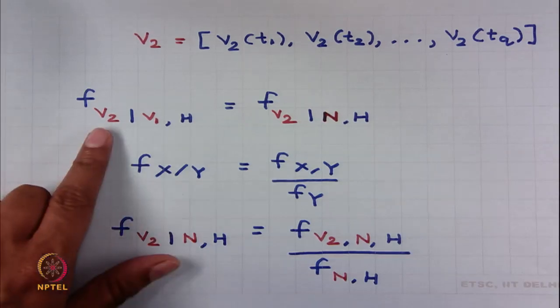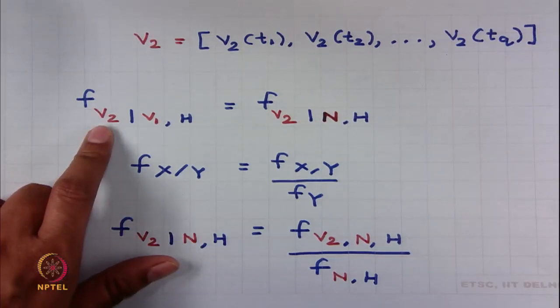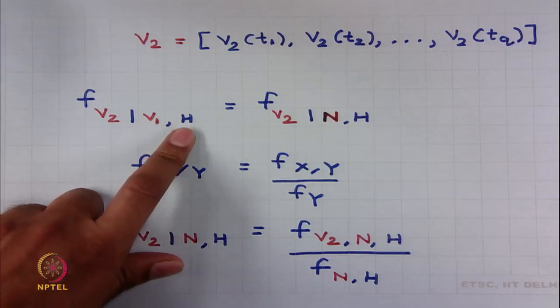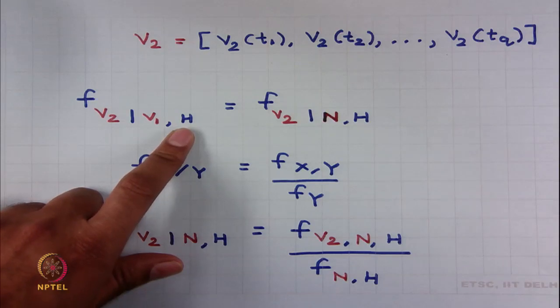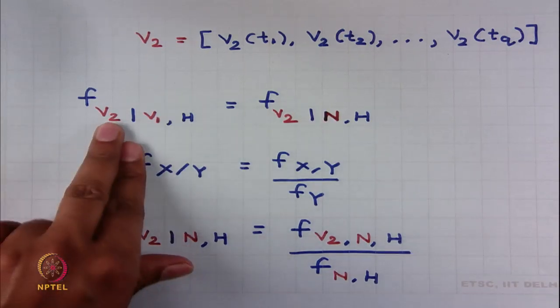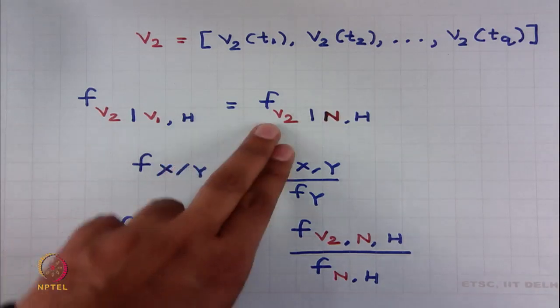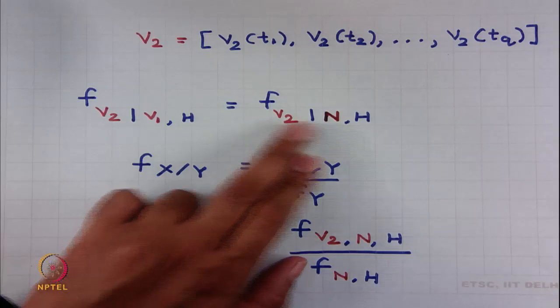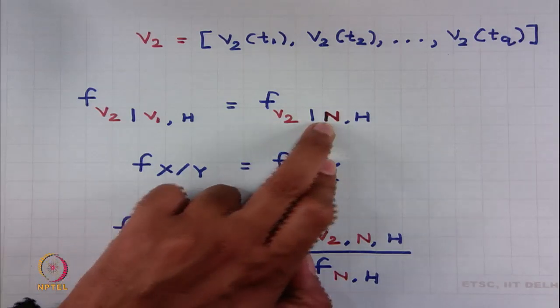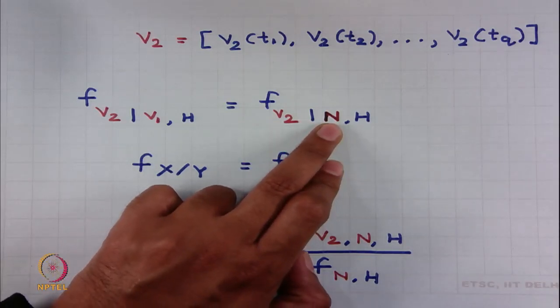So, what we have to prove is the conditional PDF of V2 given V1 in H is simply independent of hypothesis, and then we know that this V2 is irrelevant for detection from the theorem of irrelevance. Let us see what is this conditional PDF of V2 given V1 in H. It is the same as the conditional PDF of V2 given that n has taken some particular values.